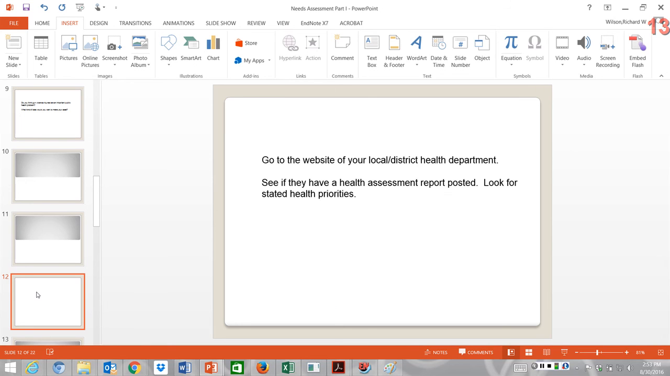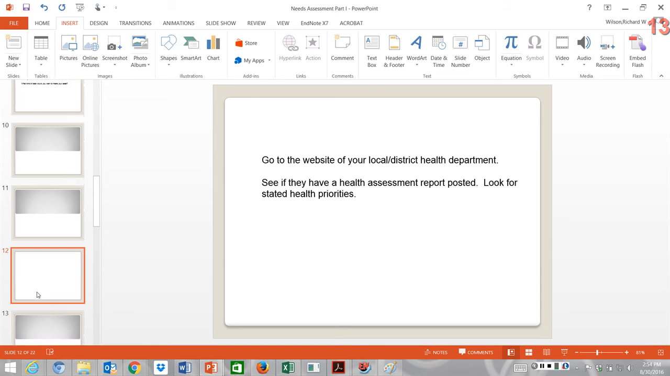So if you haven't seen one of these before, this is just sort of an aside. I encourage you to get on a browser, go to your local or district health department, and see if they have any needs assessment data or reports posted. And then once you find that, go in and determine what are their priorities. If you haven't done this for your community, it probably would be very worthwhile, just as information for an informed citizen.